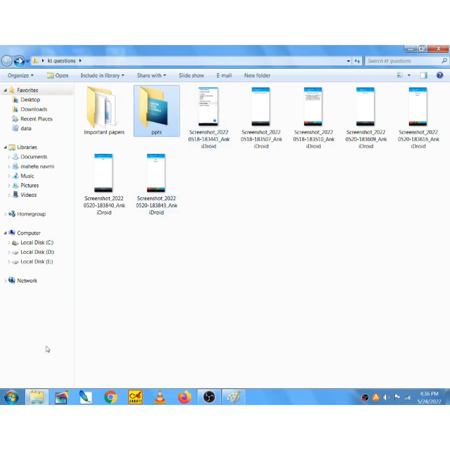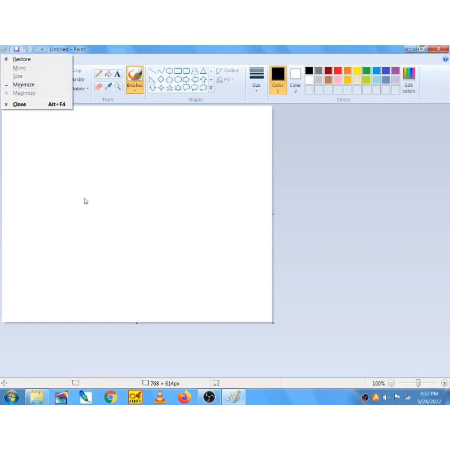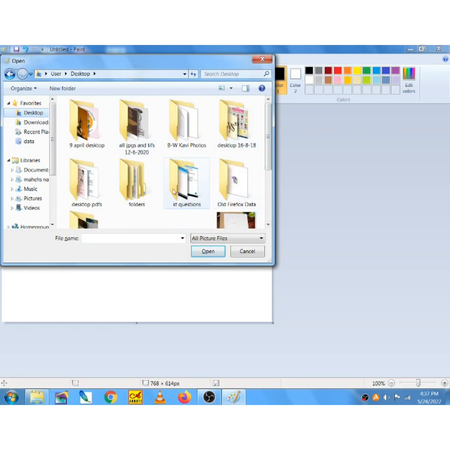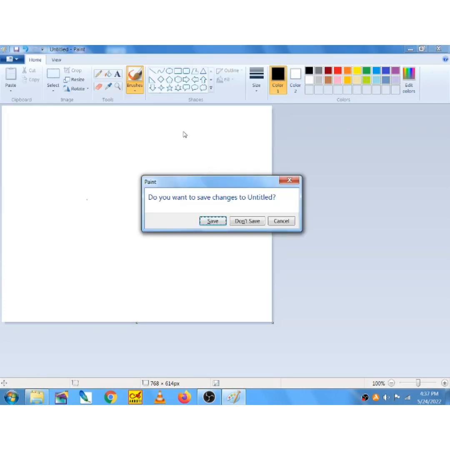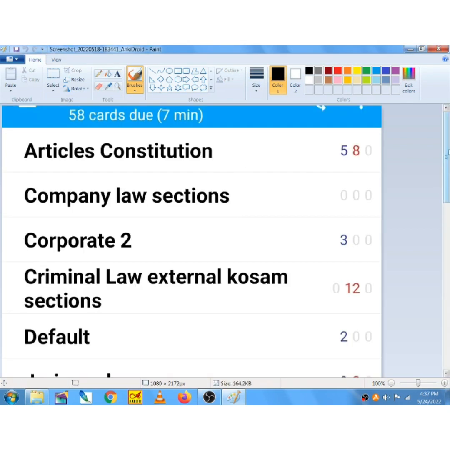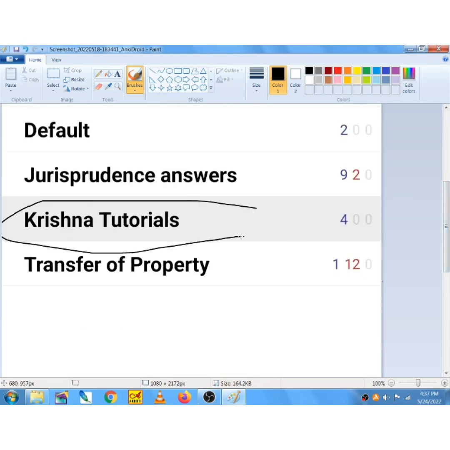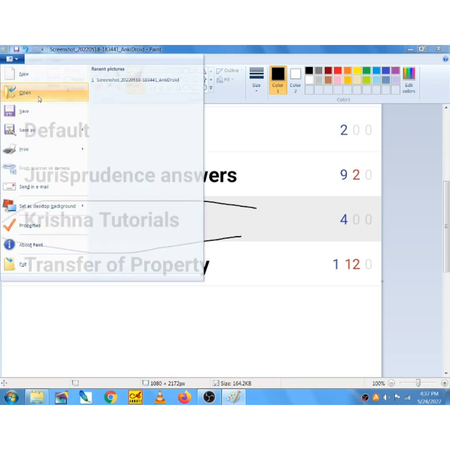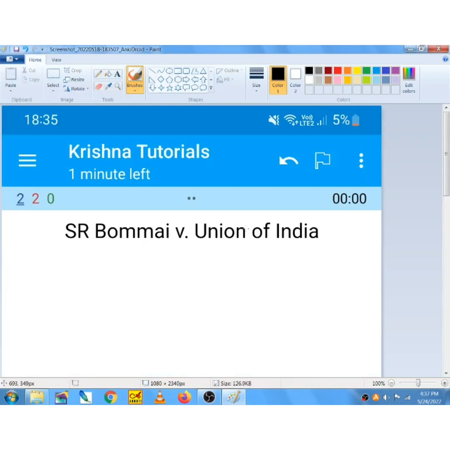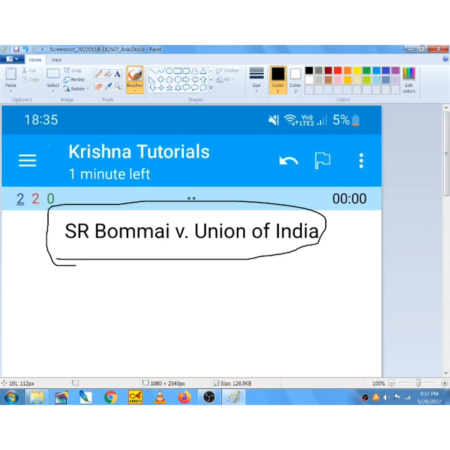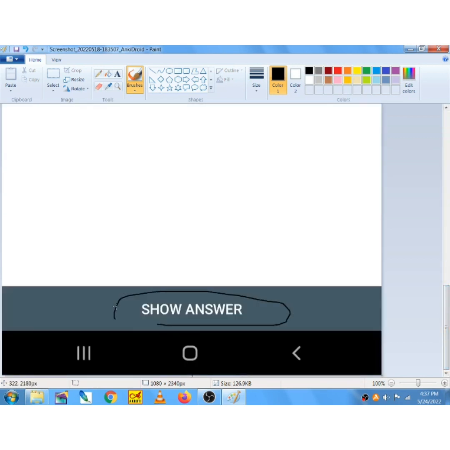So firstly, let me show you the technology which would be provided to you. So this is an app. I'll be sharing you all these questions. So let me open this Krishna's tutorial. You will be getting like this only. After you open, you will get a question like this: SR Bommai versus Union of India. So this is a case law. When you select the KT Krishna tutorials, you will be getting a question like this, and then you will be getting a show answer option here.